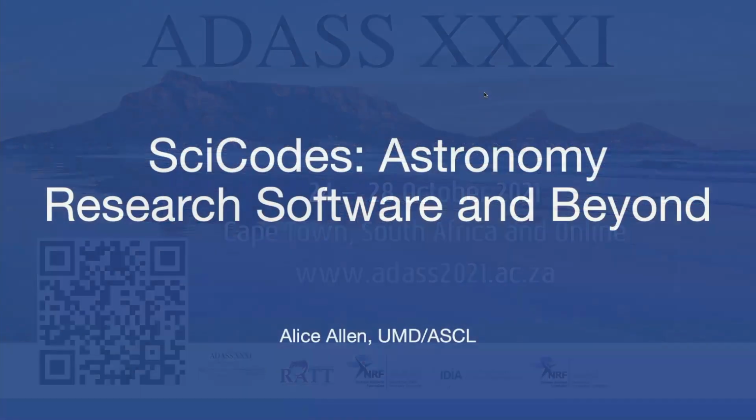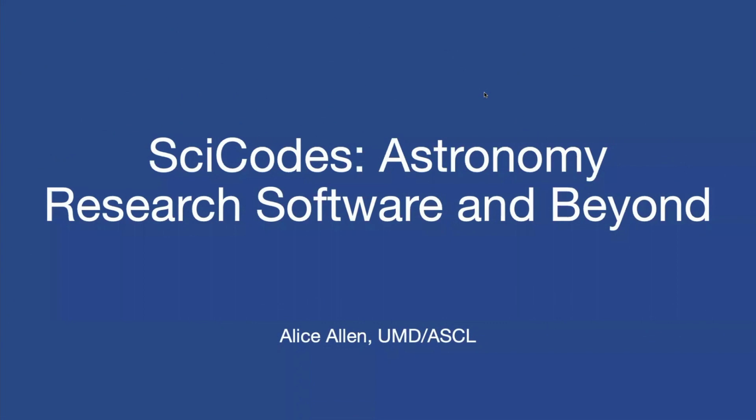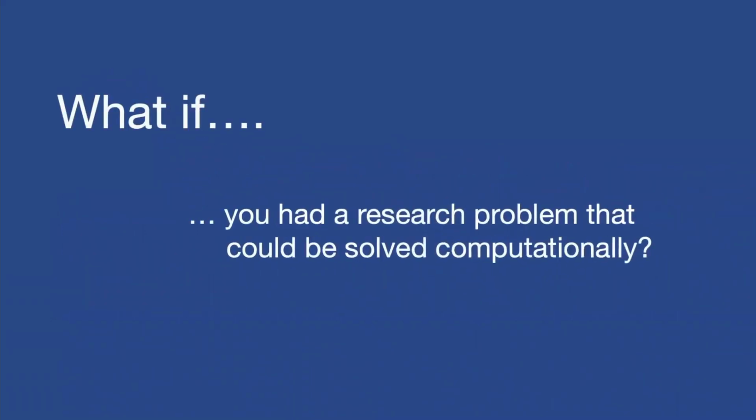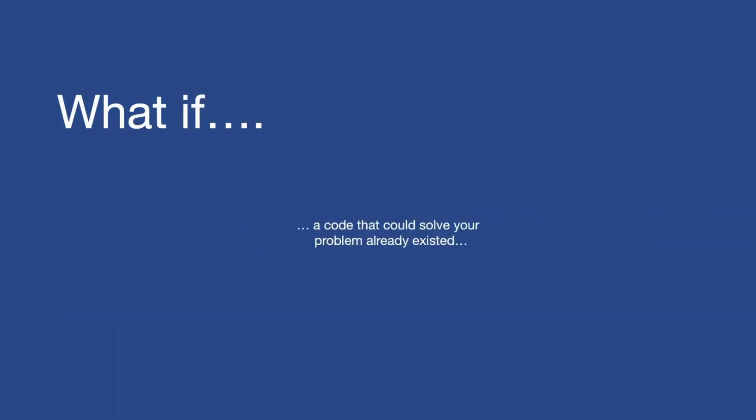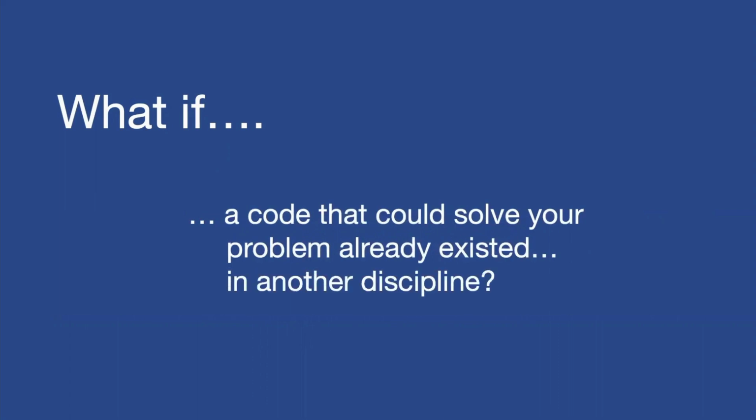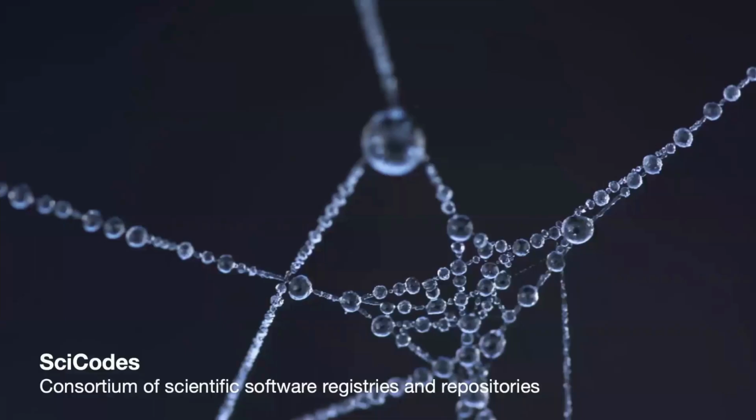I'm Alice Allen, editor of the Astrophysics Source Code Library, and my poster is SciCodes, Astronomy Research Software and Beyond. What if you had a research problem that could be solved computationally, but you didn't have the software that could solve this problem? What if a code that would work for you already existed, but in another discipline? How would you learn about it? That's one problem that SciCodes wants to solve.